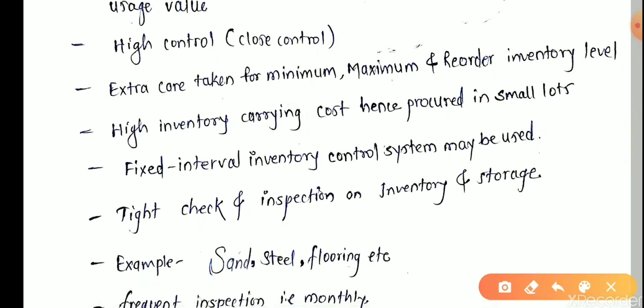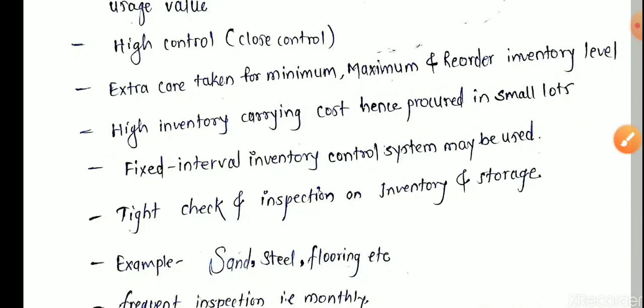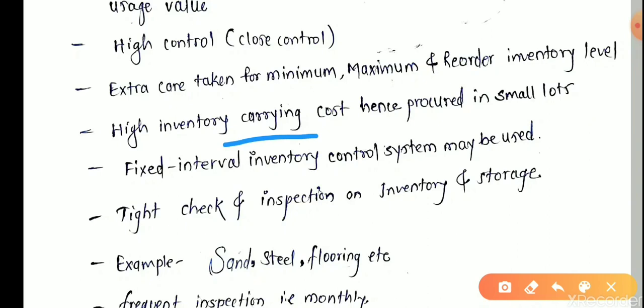Now the fourth point: high inventory carrying cost, hence provide small lots. As per the previous example, we are spending 700 rupees on only 10 items, as compared to the other 90 items, which take 30 to 40%, that is 300 to 400 rupees, from this 1000 rupees. Hence our more concentration is on A items. It has high inventory carrying cost for storage and procurement, hence we order in small lots.